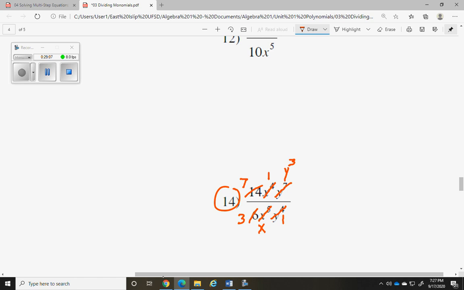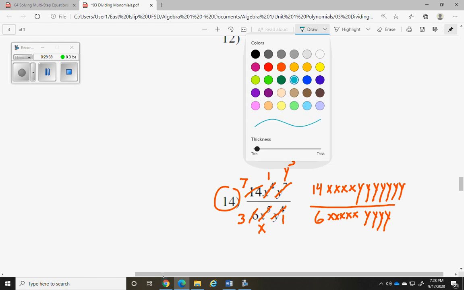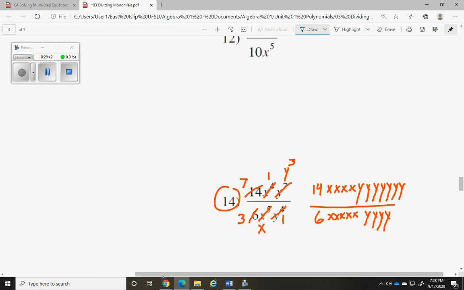Now, if this way is confusing you, please expand it. So if I were to expand it, I would write down 14 times x times x times x times x times y times y times y times y times y times y times y over 6 times x times x times x times x times x times y times y times y times y. If you expand it, you really can't go wrong. Some people say, I don't want to do all that work, but you know what? I'd rather do a lot of work and get it right than do no work and get it wrong.